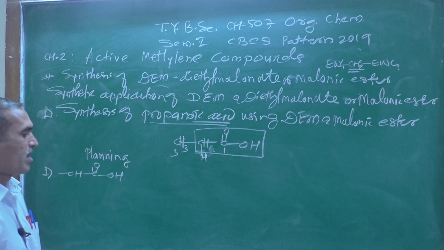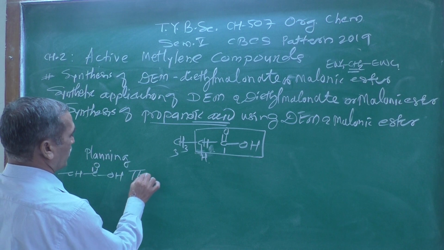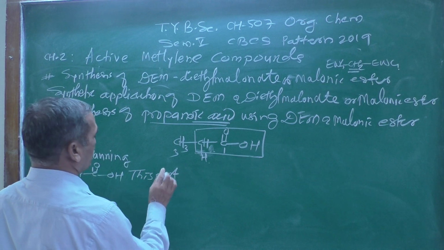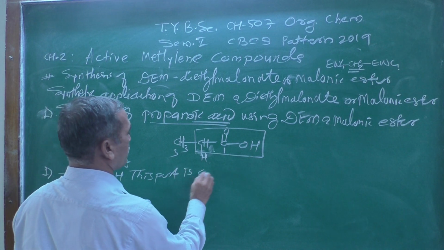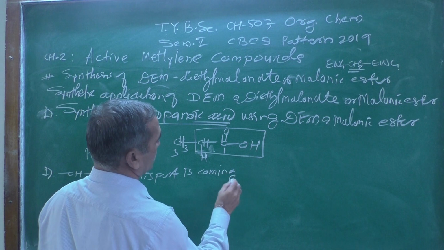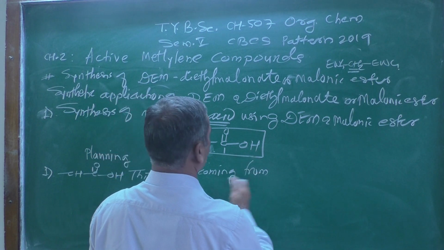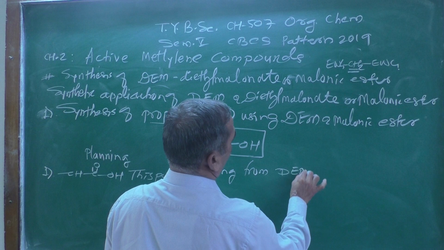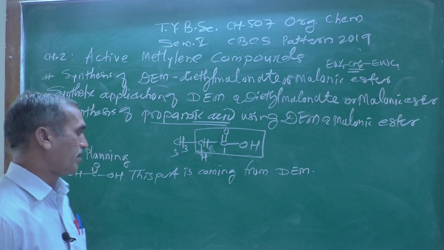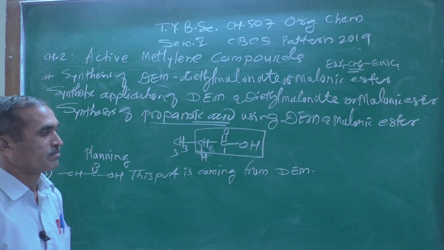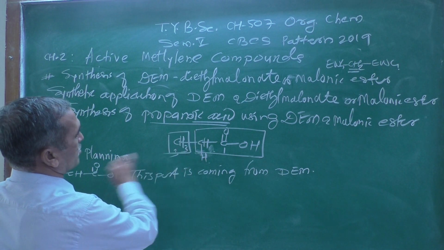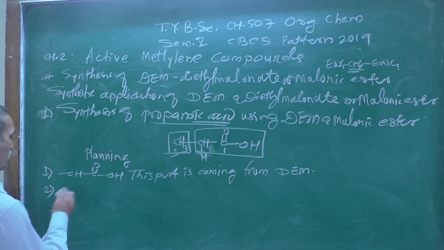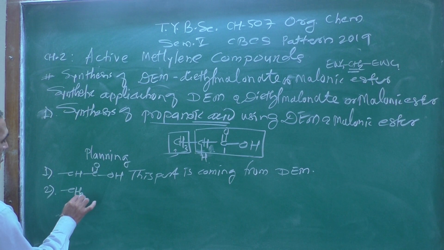This part of the molecule is coming from DEM, or diethyl malonate. Remember, this part is coming from DEM or diethyl malonate. The second point will be, see here, this is a methyl group, and that methyl group we can write as CH3.